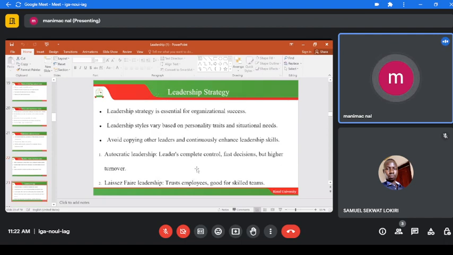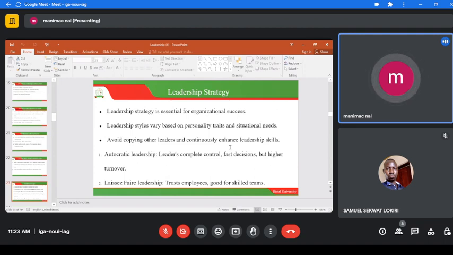When we look at another subtopic, it looks at the leadership strategies. What strategies can a leader use to successfully have a successful organization? In a successful organization, the strategies of a leader are very essential, and they could be as follows. One, leadership is a style, so it varies. My style of leadership can be different from somebody else's. This style also varies according to our personality traits and according to the situational needs. So we need to avoid copying other leaders and also continuously enhance the leadership skills. But in terms of the strategies, one must know the following.